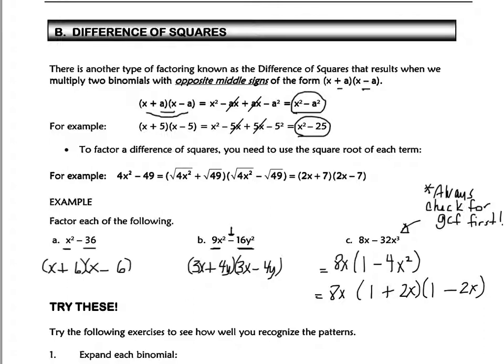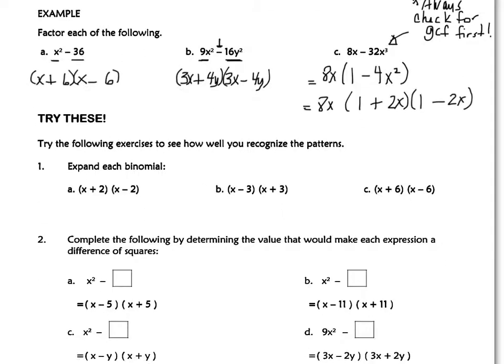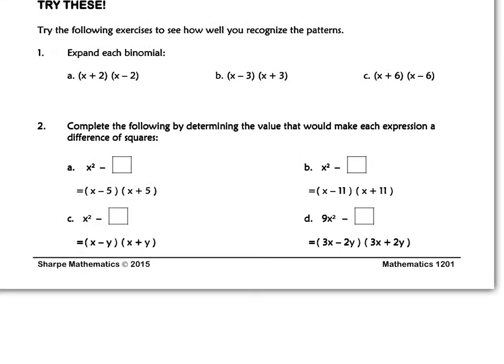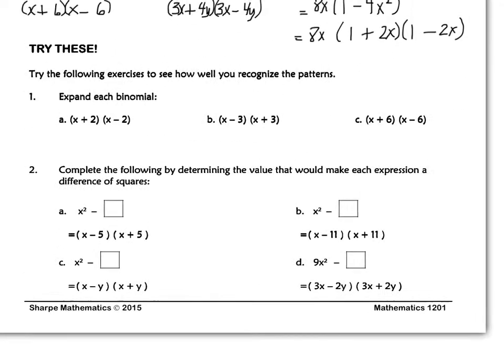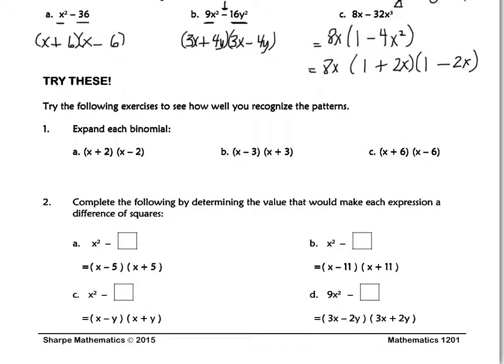Okay? All right, so let's try a few examples. So the first one is just getting you to practice expanding again. So we'd have x squared minus 2x plus 2x minus 4. And that would give you, those would cancel, and you'd be left with x squared minus 4.